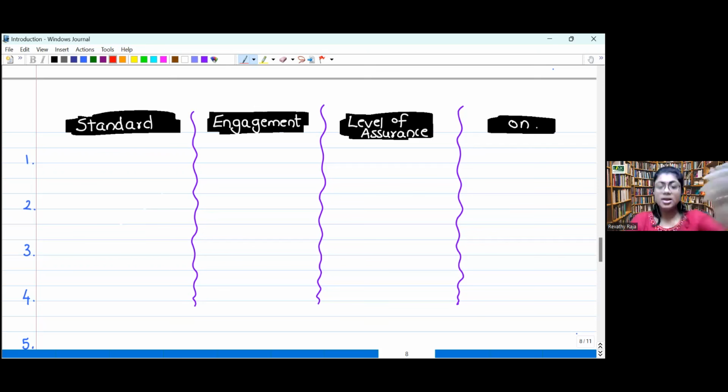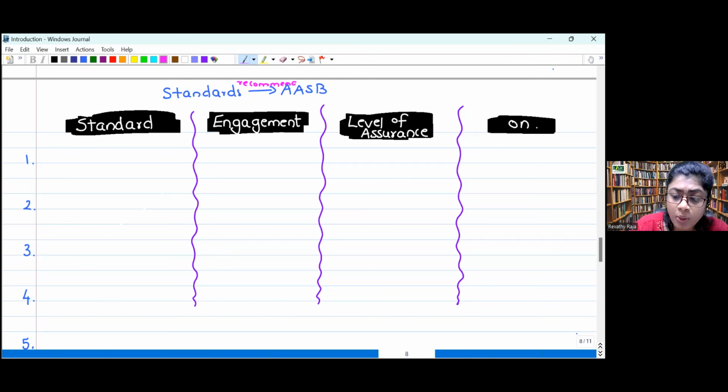So let's start. The standards are recommended by whom? These standards, SA, SRE, all these are recommended by ICAI. ICAI has a board which is called AASB, Auditing and Assurance Standards Board. This board will recommend the standard.